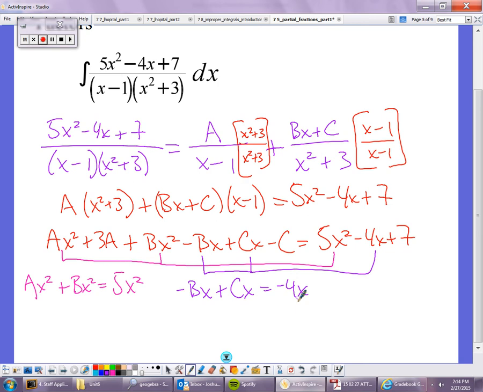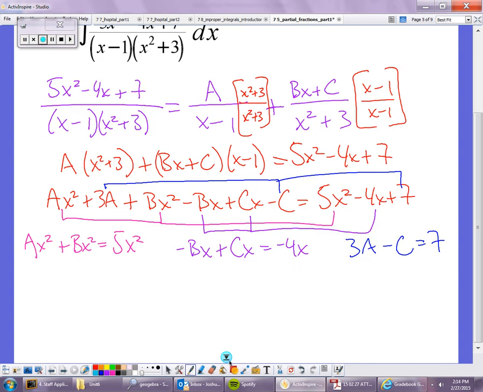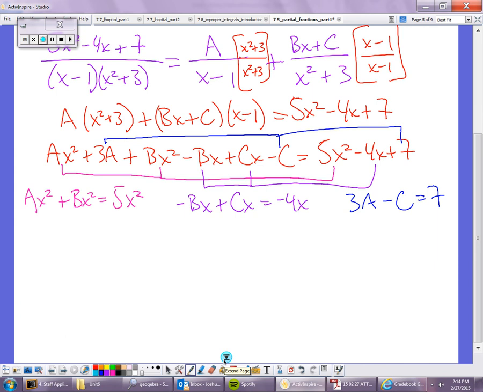And lastly, but not leastly, I've got 3a. I'm going to put this on the top because it's getting kind of messy down here. 3a and negative c, those are my only two constants. They've got to go with 7. So I've got 3a minus c equals 7. Okay, now I've got 3 variables, 3 equations, so I can solve this.